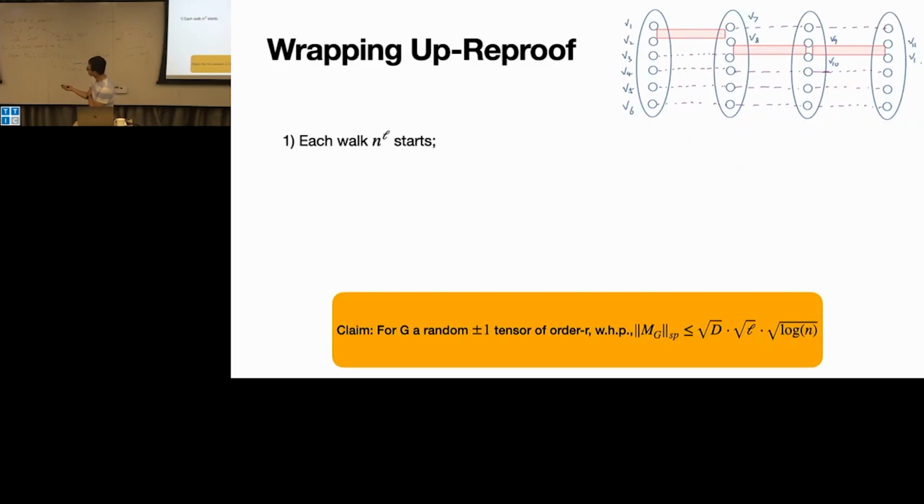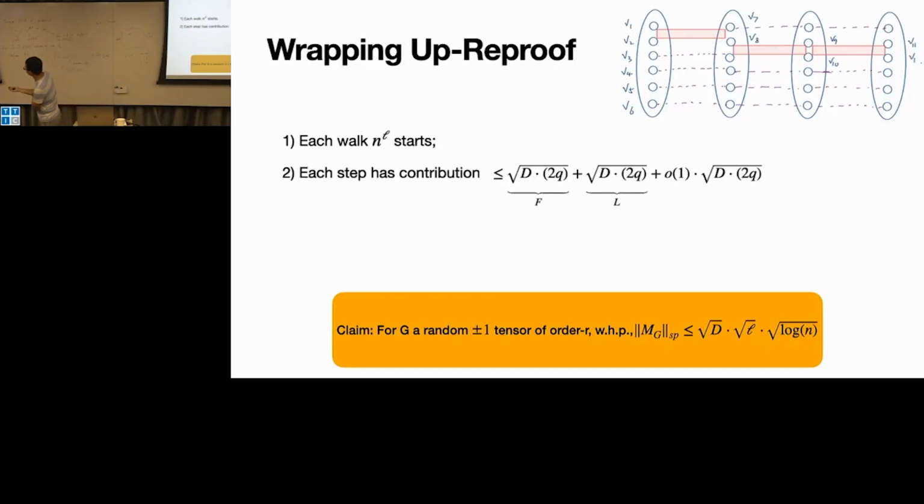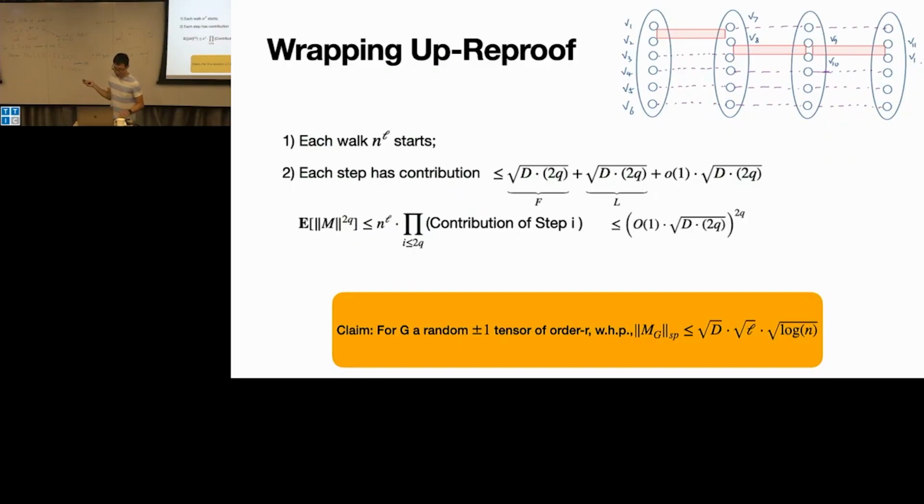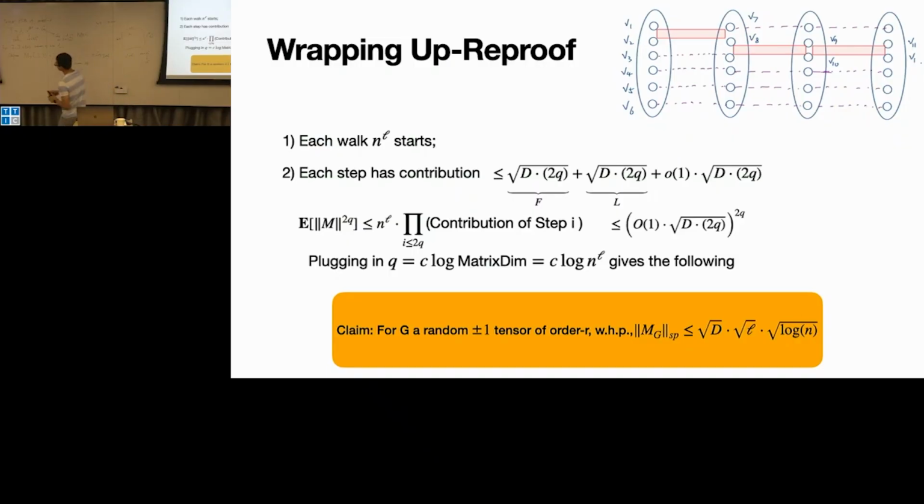And this is fairly sufficient for now to recover the NCK bound, because we have shown that each walk has at most L many stars. And then for each step, you have a contribution of at most square root of D times 2Q. So this is sufficient to get a bound of square root of D times 2Q, raised to the 2Q's power. And in the end, whatever is inside the 2Q's power is the spectral norm bound you can hope for.